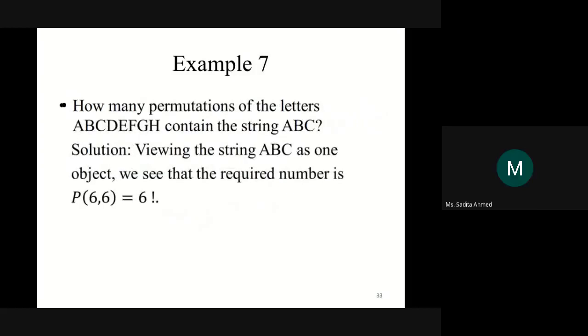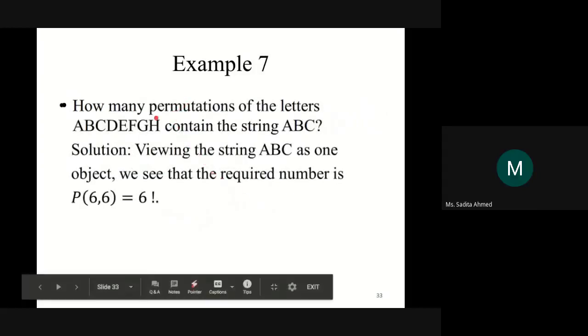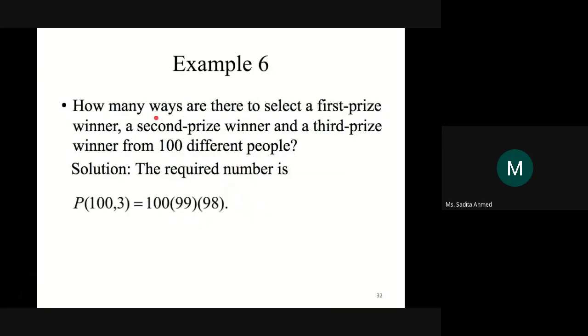Okay, let's do another problem then. Here we are asked to count all possible permutations. Previously, we were asked to count 3 permutations, that is, nPr where n is equal to 100 and r is equal to 3.